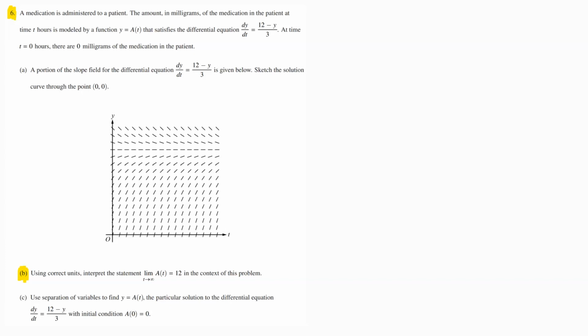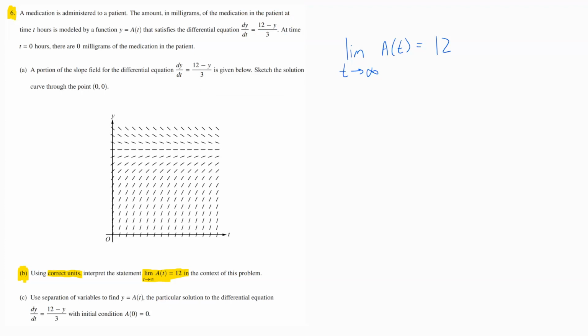So diving into part B, it says using correct units, interpret this limit statement here. So they're not actually asking us to do any real math here. They just want to make sure we understand what limit notation is saying to us. So this says limit as t approaches infinity of A of t equals 12.